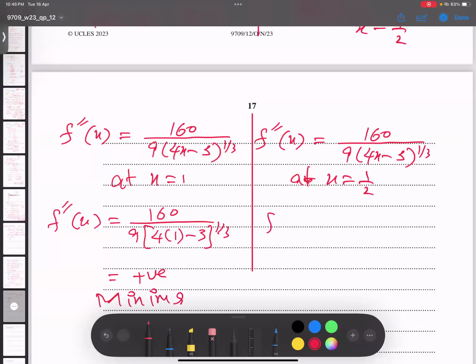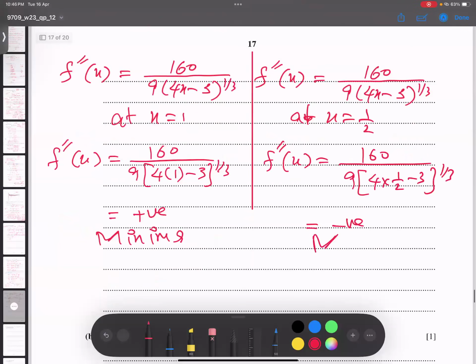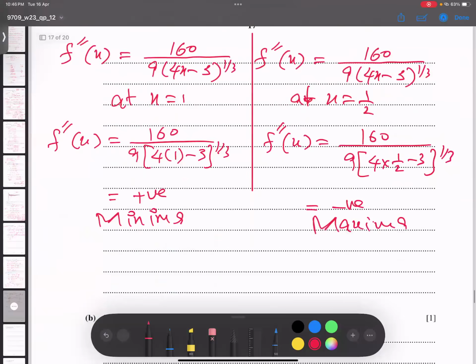And same story here. f dash of x is this one: 160 over 9 times (4 times a half minus 3) to the power 1 over 3. Cancel 2 and 2, and minus 3 is negative. So a negative will come out, and the power 1/3 will not affect it. So we get a negative answer. It's called a point of maxima. And I believe the point is very clear.